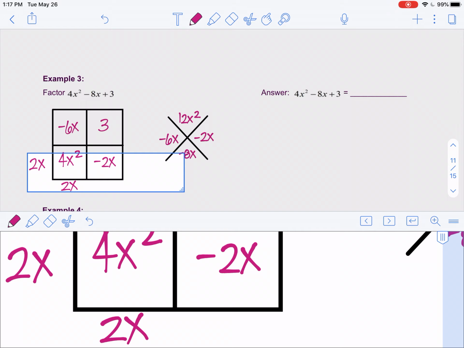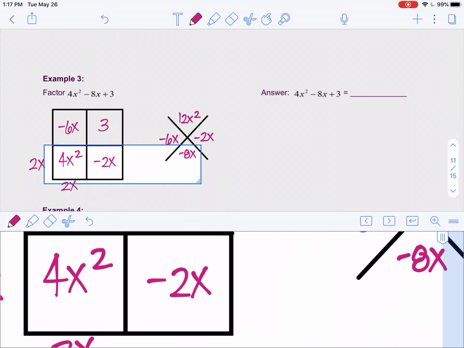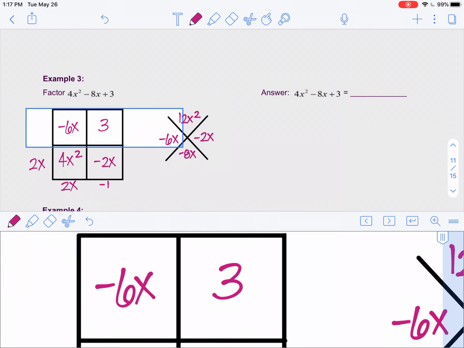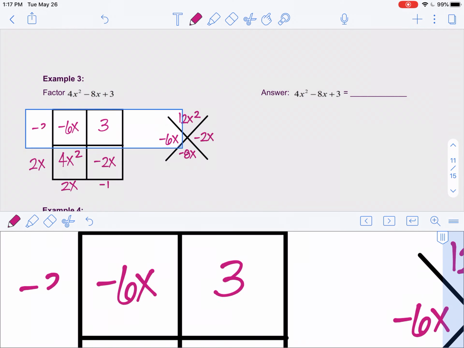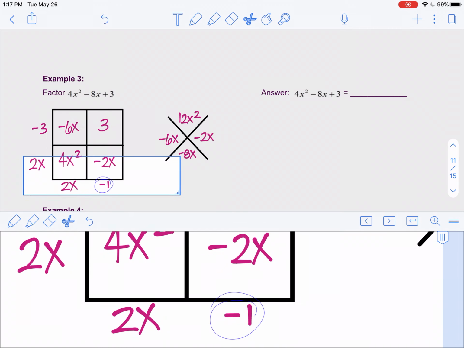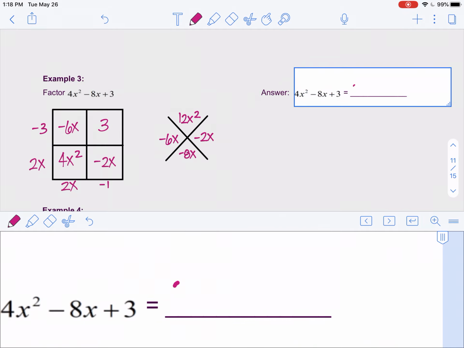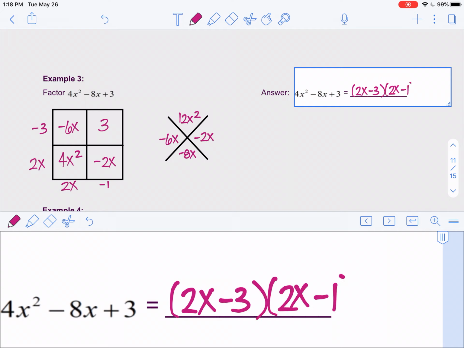Okay, so we'll leave this being all positives. And then what goes for the 3 and the negative 2x is just a -1. Right? And then it makes sense that here I would also have to pull out a -3, since as soon as I determine this is going to be a -1, then to get this positive 3, this must be a -3. Okay, so it turns out that factored form here would be 2x minus 3 times 2x minus 1.